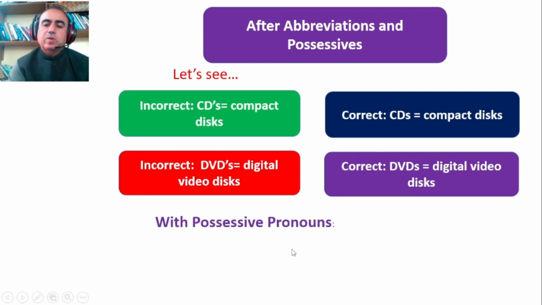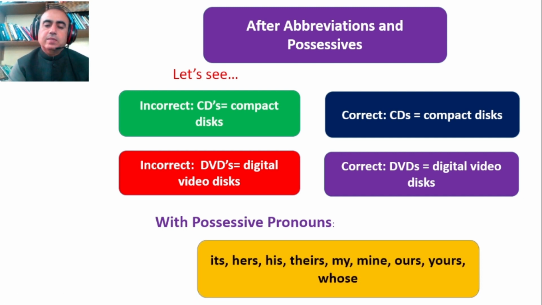With possessive pronouns, we do not put an apostrophe, like its, hers, his, theirs, my, mine, ours, yours, whose. And in the case of yours, we often see that people commit a mistake. In applications or letters, they put an apostrophe S here. Yours sincerely. So that is wrong.